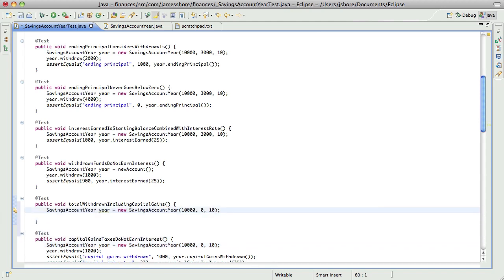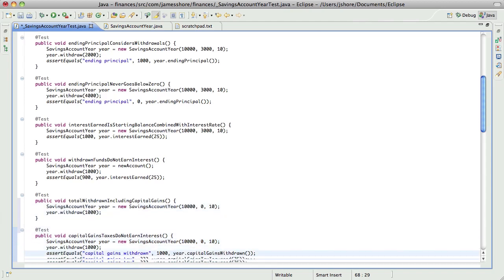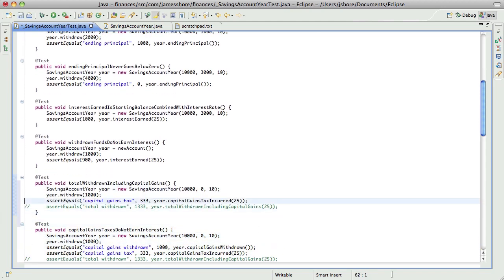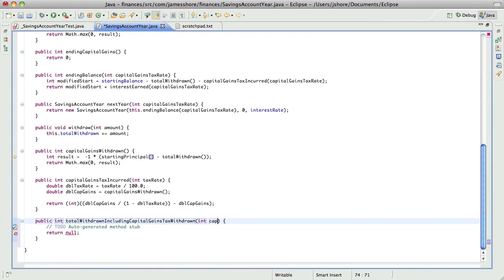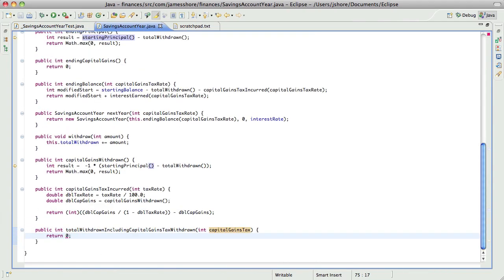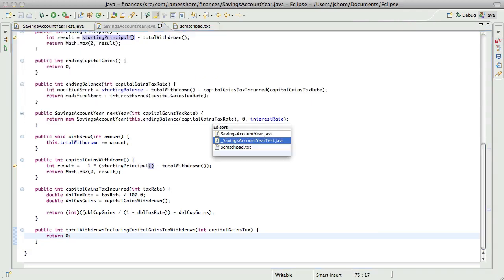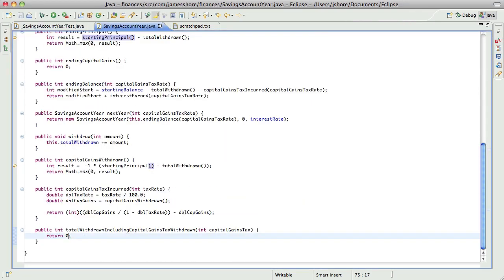So again, we'll withdraw 1,000. Really, we're going to do the exact same thing we did here. So I'm just going to do this much. Capital gains tax on that, and this is going to be capital gains tax withdrawn. So that doesn't exist. Create that method. This is going to be capital gains tax. That failed. This is simply total withdrawn plus capital gains tax incurred.